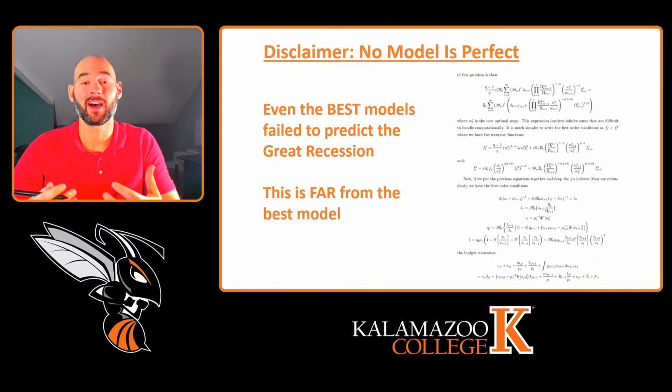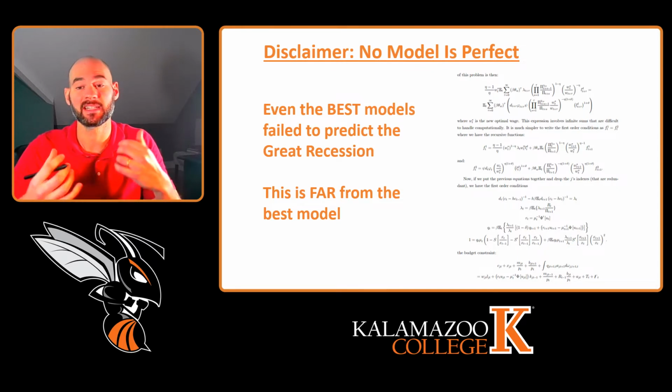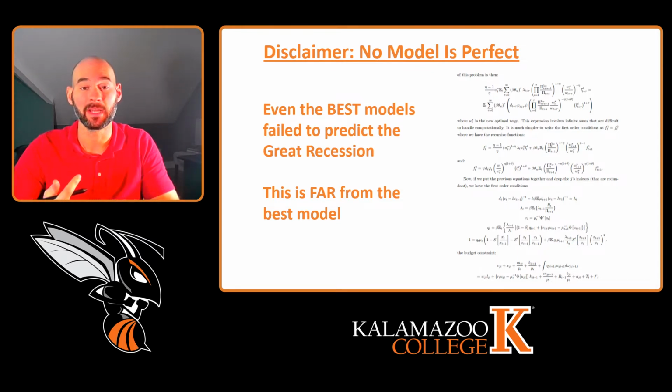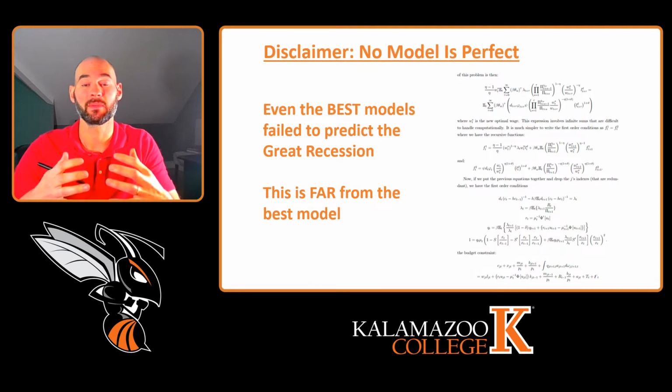So I need to start off by offering a disclaimer that no model is perfect, and that even the best models of macroeconomics failed to predict the Great Recession, that very few saw the housing crisis, financial crisis, and Great Recession coming. And for the most part, the mainstream of economics with our most sophisticated models did not see it coming. And without models, if anybody guessed that it was coming, it's kind of hard to tell whether they did so by luck or whether they actually understood the mechanisms by which it was created.